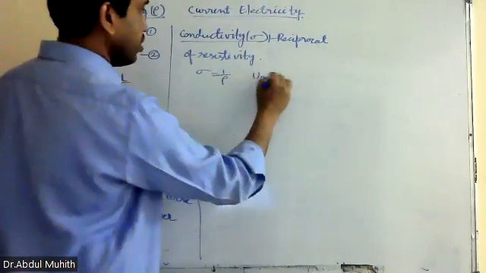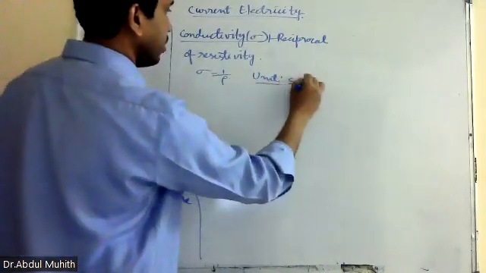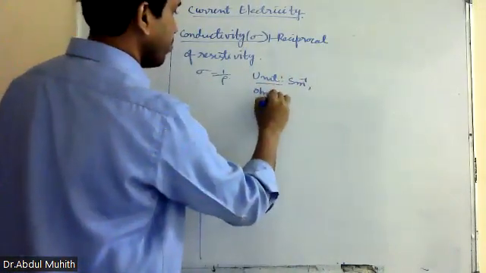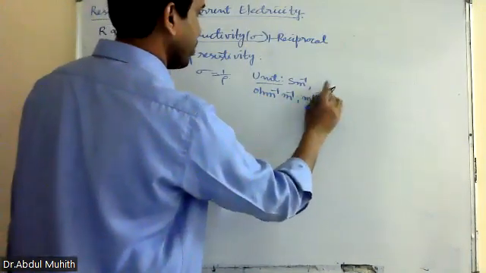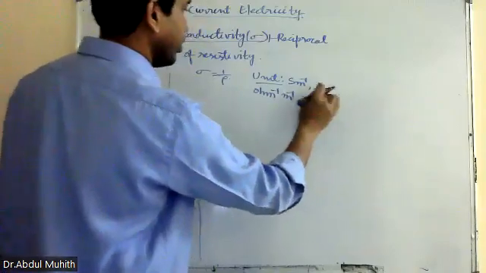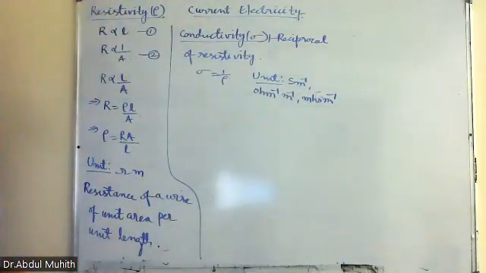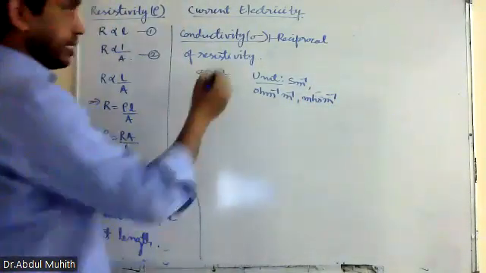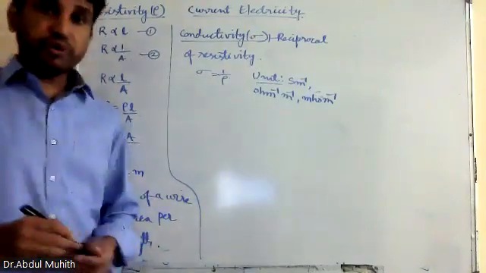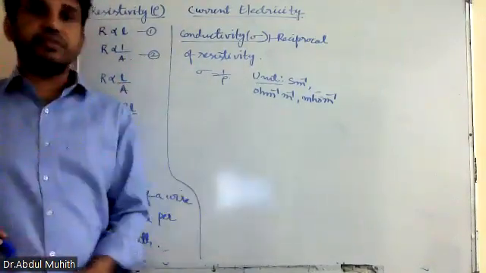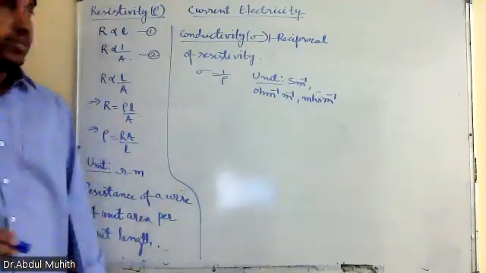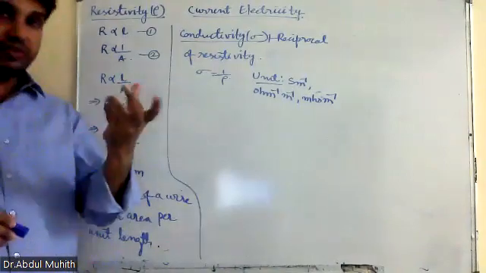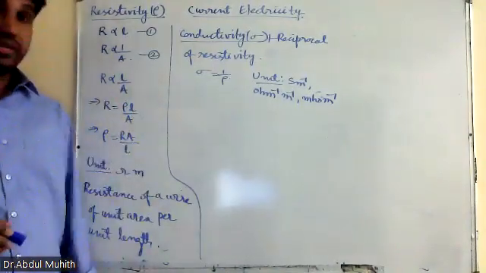Units of this is what? There are 3 units: Siemens per meter, or ohm per meter, or mho per meter. This is the unit of conductivity. These are the 3 units. Next comes our conductivity's physical meaning. It is a property of the material which allows the current to pass through. That is the physical definition, or the physical meaning of conductivity.